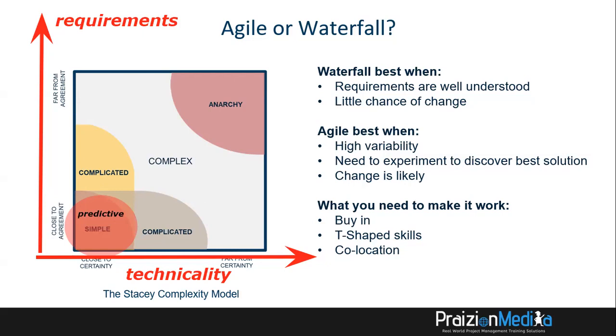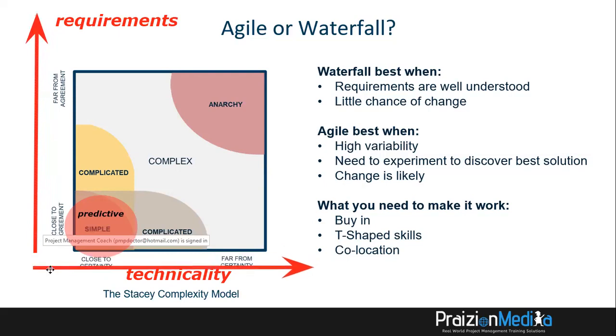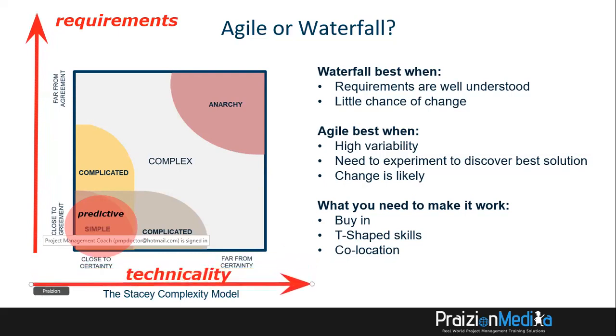All right, so now you understand that. Let's take a look at what happens if you begin to move further from agreement and further from certainty. Let's take a look at that and think about it for a second. As you begin to move in that direction, further away from certainty, you are going to be moving into the middle of the chart over here. And this means your project is more complex.